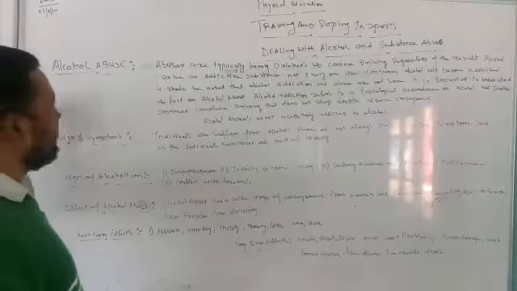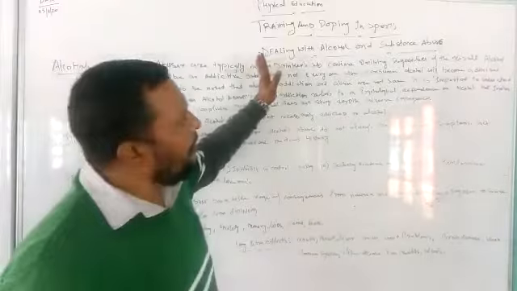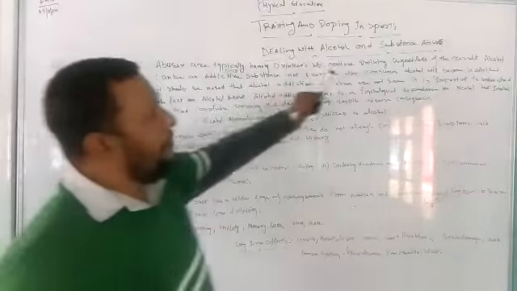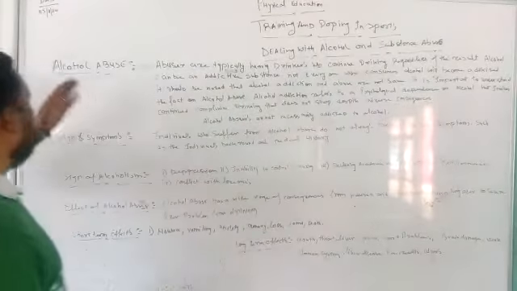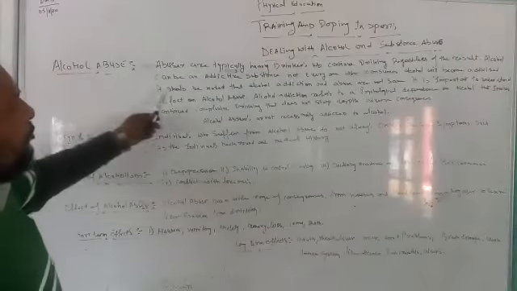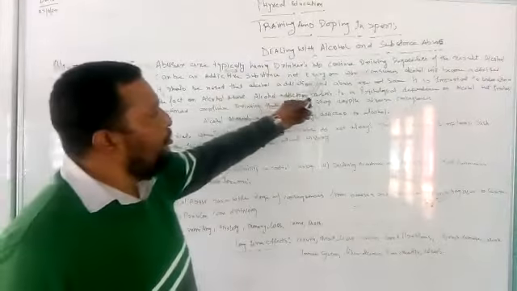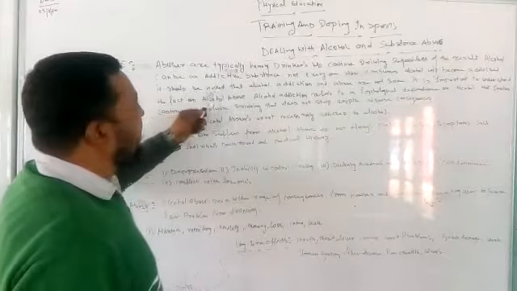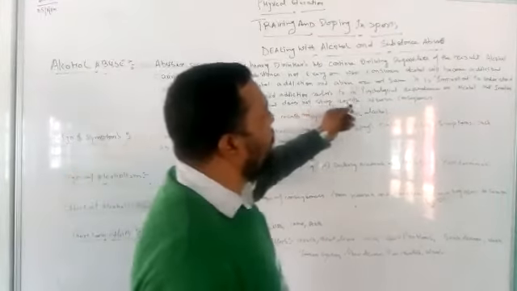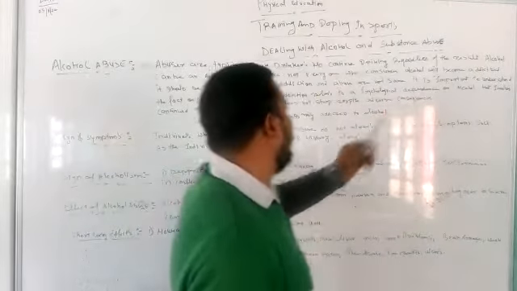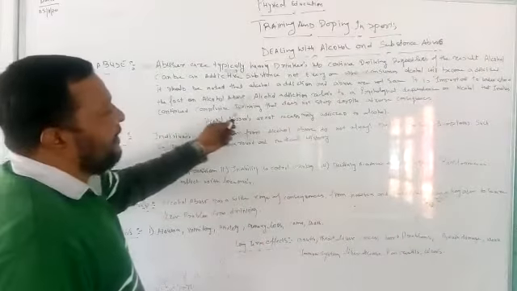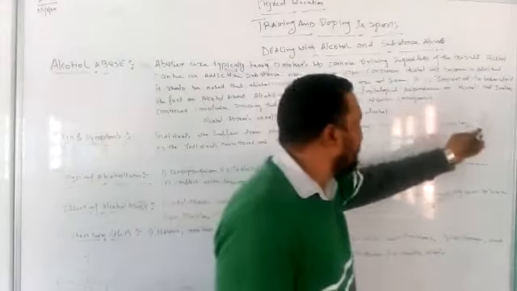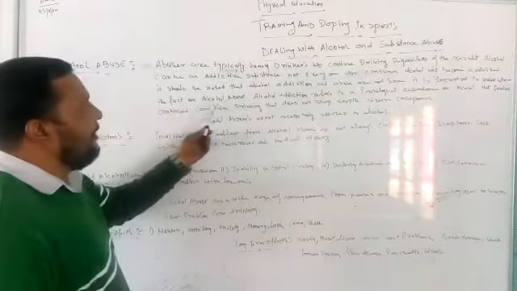Clear? So Bacha Party, come to the last topic of this particular chapter as well as your syllabus, that is dealing with alcohol and substance abuse. First of all, what is the meaning of alcohol abuse? Abusers are typically heavy drinkers who continue drinking regardless of the result. Alcohol can be an addictive substance. Not everyone who consumes alcohol will become addicted. It should be noted that alcohol addiction and abuse are not the same. It is important to understand the facts on alcohol abuse.